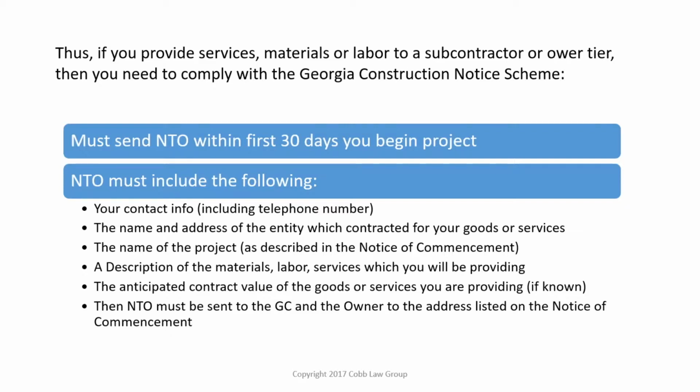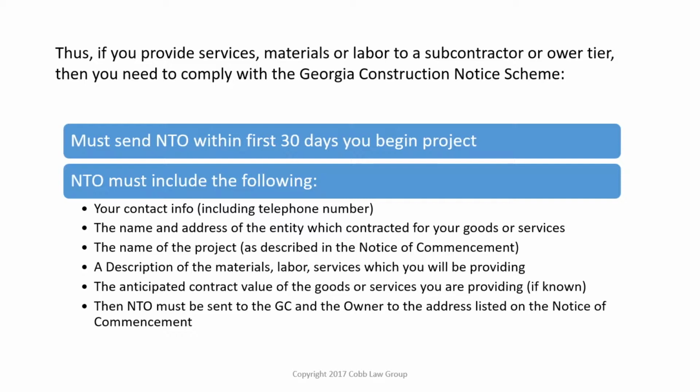And there's 2 things that are very vital for this. The first one is you have to send the notice to owner. I'm going to use the phrase NTO to refer to notice to owner and notice to contractor. You must send the NTO within the first 30 days that you begin working on the project. The second obligation is that the NTO has to include the following 6 items.